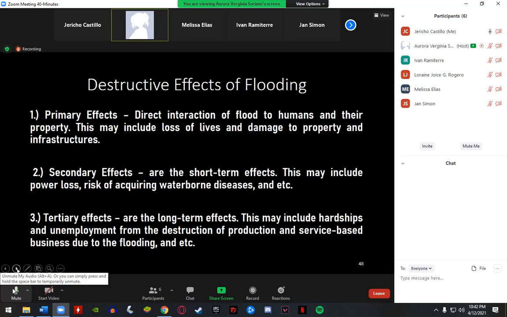So, number 3, tertiary effects are the long-term effects. This may include hardships and unemployment from the destruction of production and service-based business due to the flooding. So, ito po is after din po ng baha, and kapag po yung mga businesses is naapektuhan, yun po yung effect na magli-lead into unemployment and tsaka po sa pagkawalan ng production of products. So, next slide.